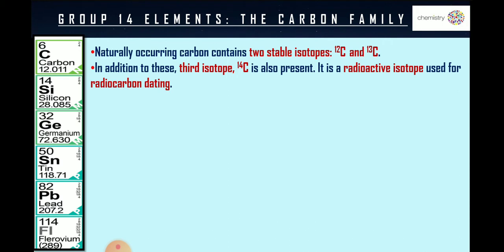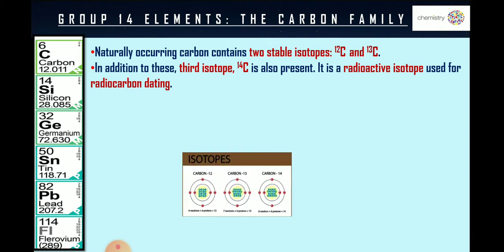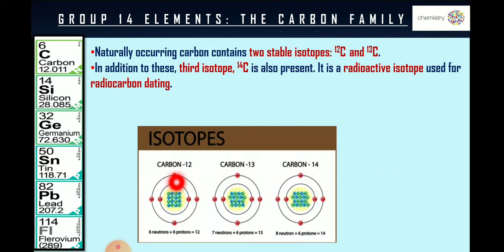The naturally occurring carbon is found in two stable isotopes. They are carbon 12 and carbon 13. Apart from these two stable isotopes, carbon is found in a third isotope in a very small proportion. The third isotope is carbon 14 and it's a radioactive isotope. Mainly the use of this carbon 14 radioactive isotope is in radiocarbon dating. This process is used to find the ages of fossils. These are the three isotopes of carbon: carbon 12, carbon 13 and carbon 14.